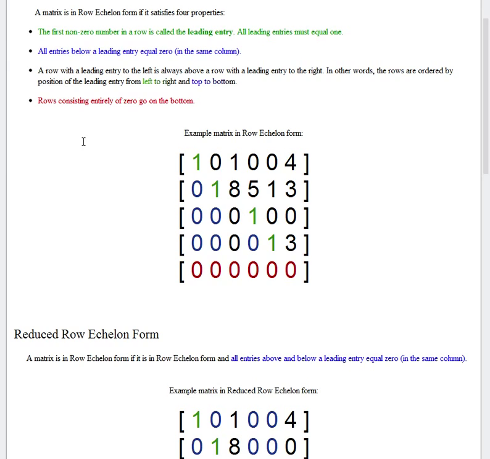The last requirement is kind of redundant. It's almost implied by number 3, but because I think it's not explicitly stated, it has its own property, but it's not really saying much. So if a row is all 0, then it has to go on the bottom.